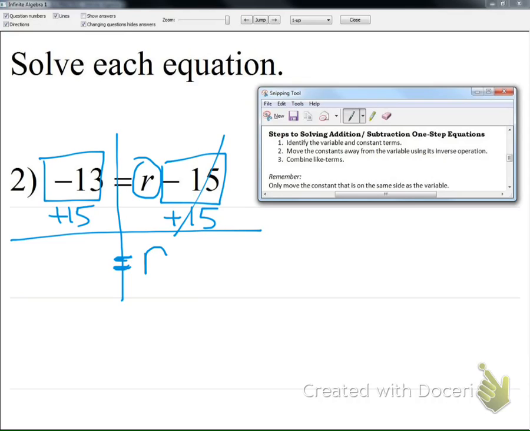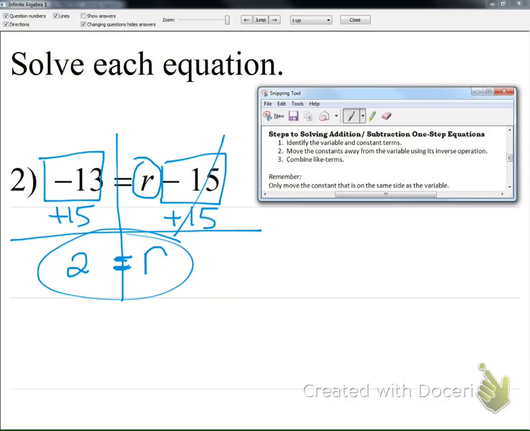So we have a negative 13 and a positive 15 we need to now combine. Those are opposite signs, so you have to subtract. And because 15 is bigger and positive, your answer is going to be positive. 15 minus 13 is just 2. So our answer, 2 is equal to r, which is okay for an answer, but who really says that?